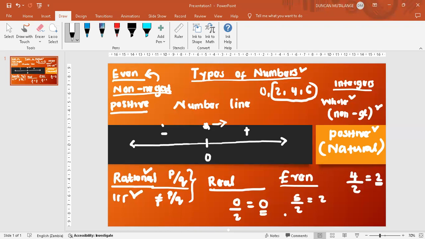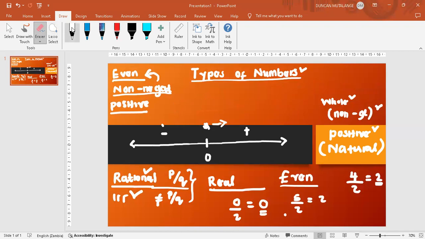The second last type of number that I'd love us to look at are called odd numbers. These are the opposite of even numbers. So if we have 1, 2, 3, 4, and so on, odd numbers are numbers that are not divisible by 2.